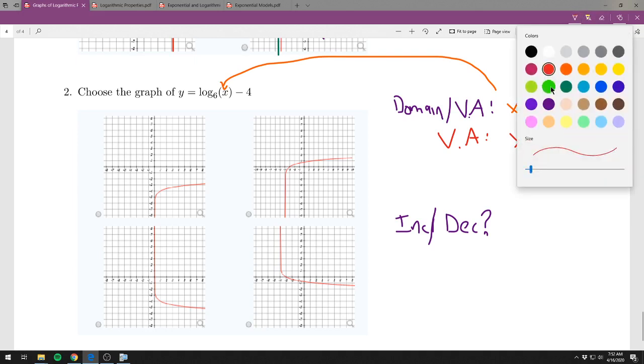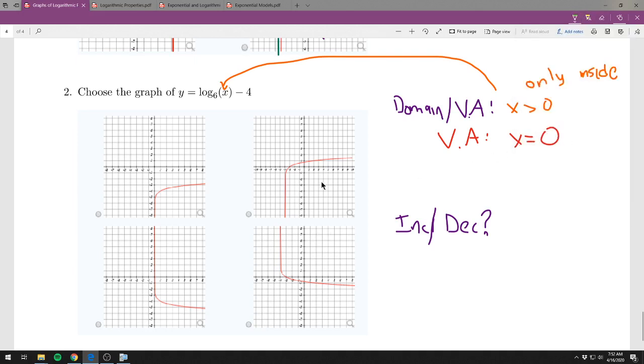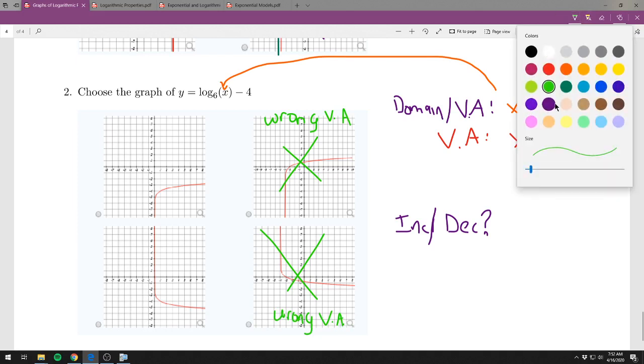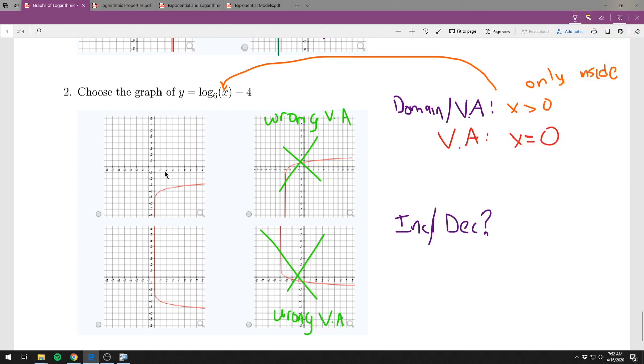And you can see from these pictures, x equals 0 is the y-axis. Both of these on the right have the wrong vertical asymptote. This is at -4, this is at -4. And then the two on the left, they both have the correct vertical asymptote right on the y-axis, x equals 0.